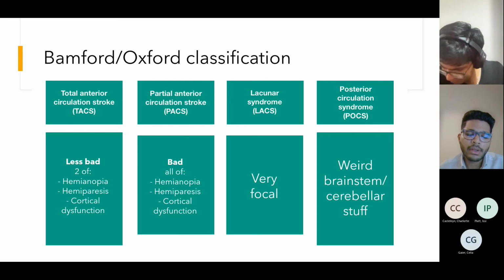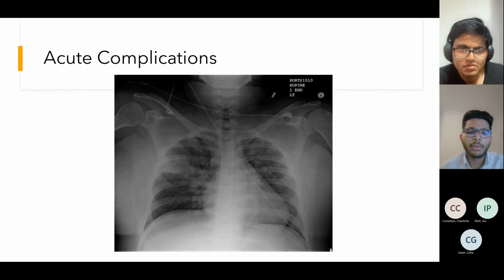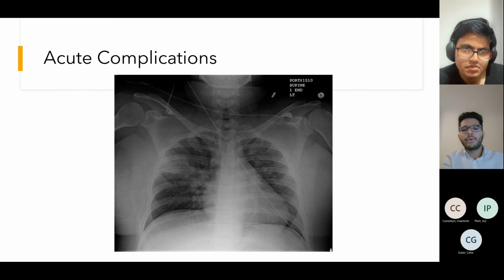And now we're going to go on to the complications and management before I wrap up. So I've got a couple of slides here on the acute complications of stroke. So what can happen straight away after somebody has a stroke? Anyone want to tell me what might be going on here?